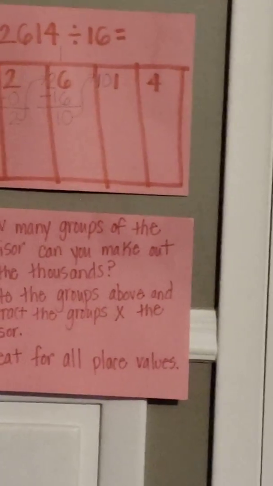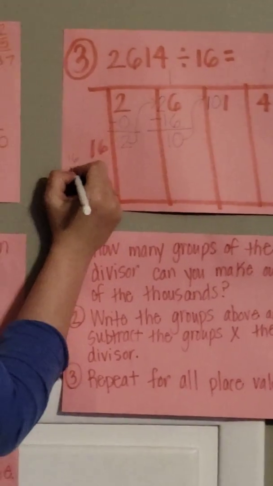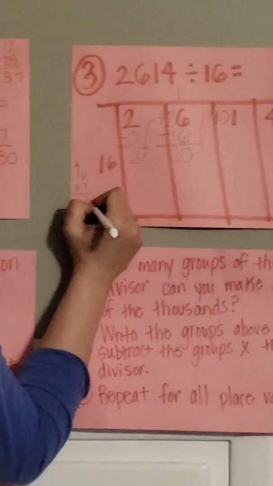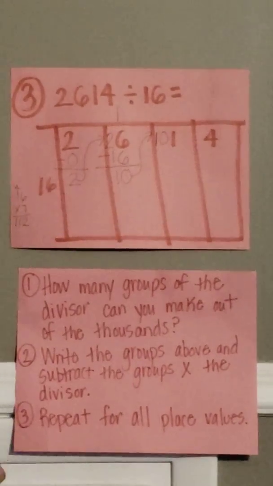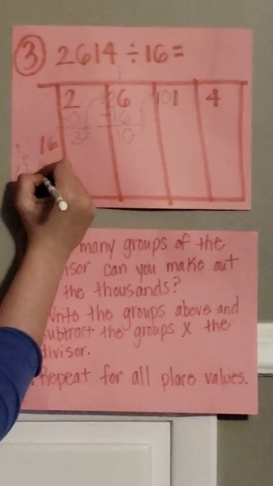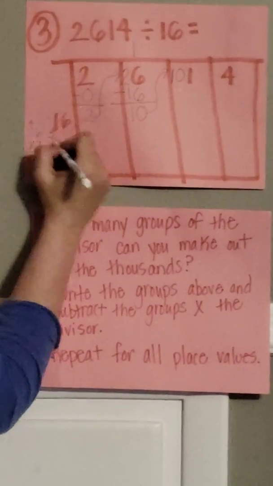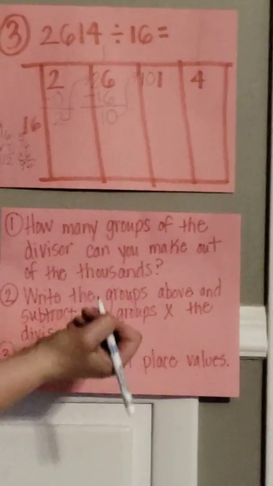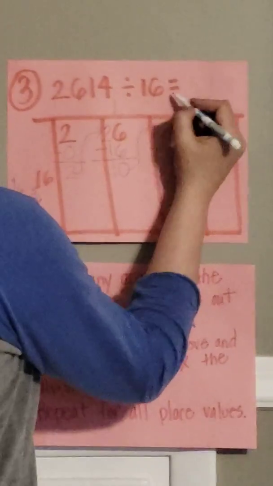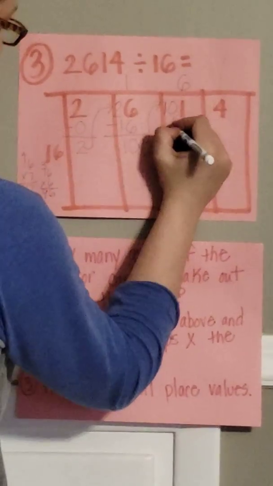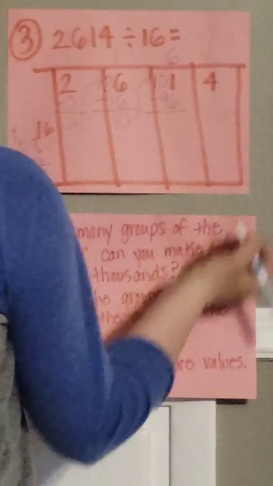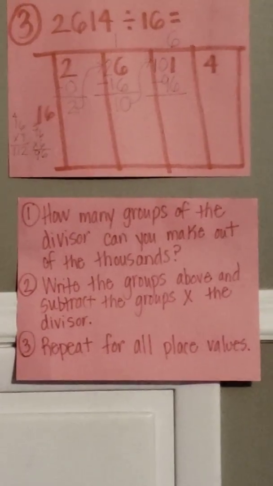I'm going to start with 7. So I'm going to try 16 times 7 is 112. That's too many, so I know I have to do it by 6. 16 times 6 is 96. So let's put the number up top. 96. 101 minus 96 is 5.